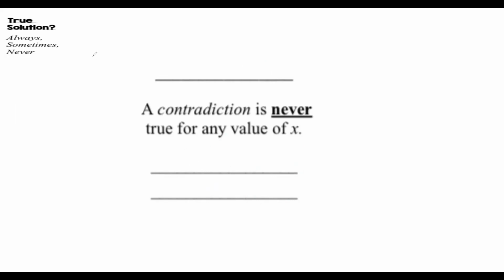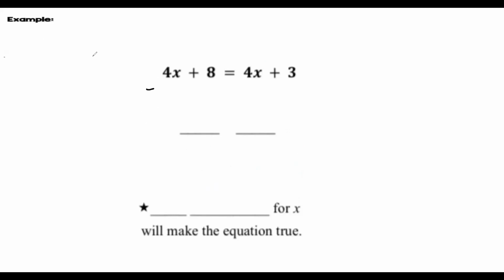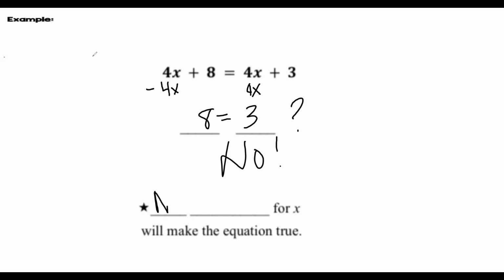And let's look at an example. So if we subtract 4x from both sides, what are we going to be left with? 8 equals 3. Does 8 equal 3? No, it does not. So that is not true. It's never going to be true. So no number for x will make the equation true. There is no number that will make that true. So 8 will never equal 3.